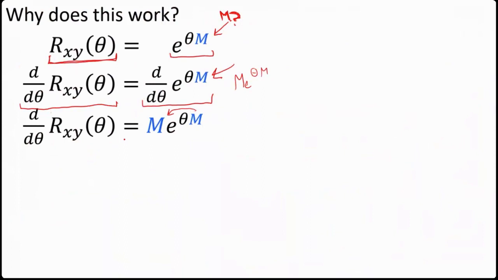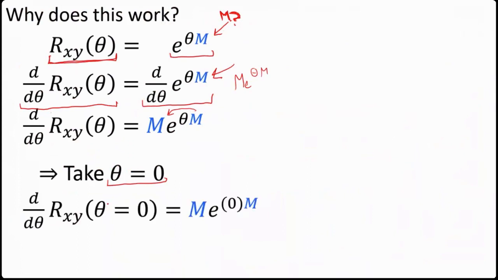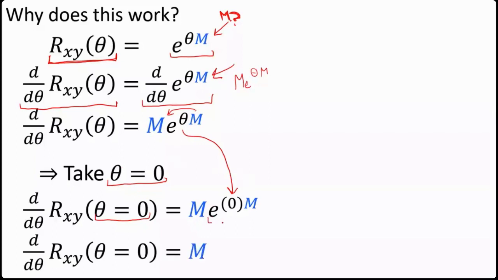Now we want m, right? So we can do this little trick where we say, let's take theta equals 0. We'll put theta equals 0 in here, and we're going to turn that into a 0. Now, what is e to the 0? One. 1, yes. Or if it's a matrix, it's the identity matrix. Basically, this just goes to 1, or if you want, I, the identity matrix. So this gives us an equation to solve for m.